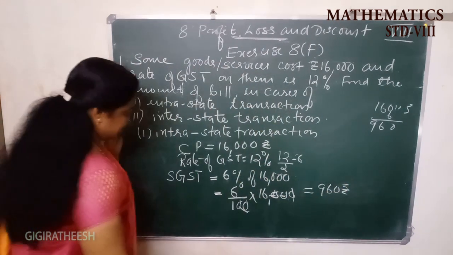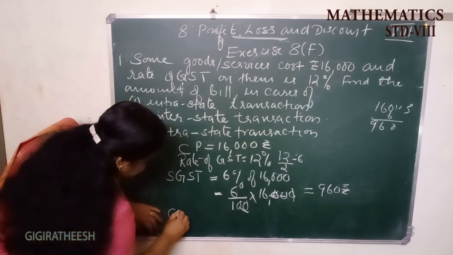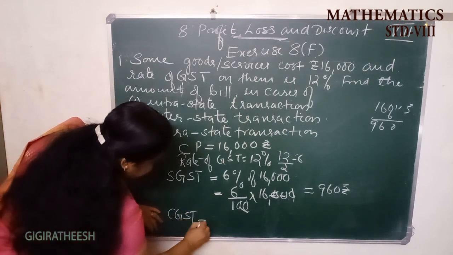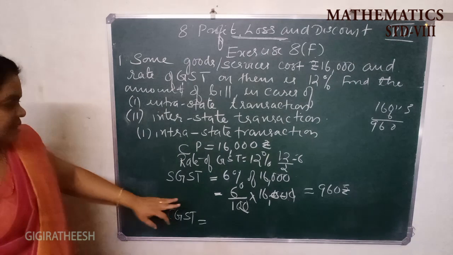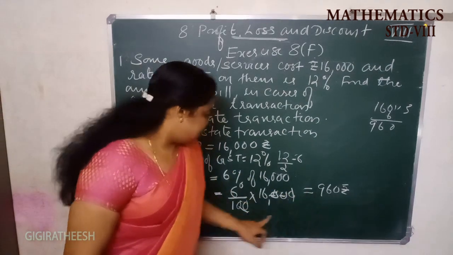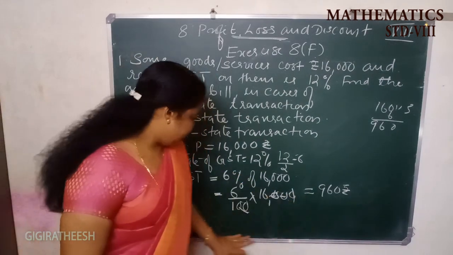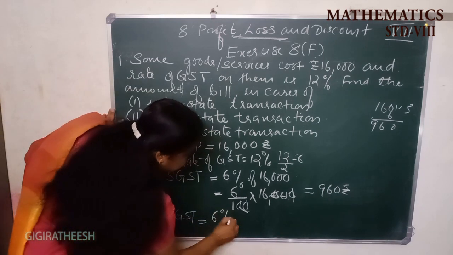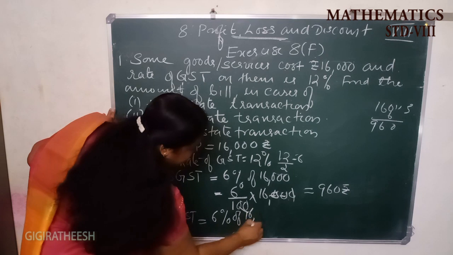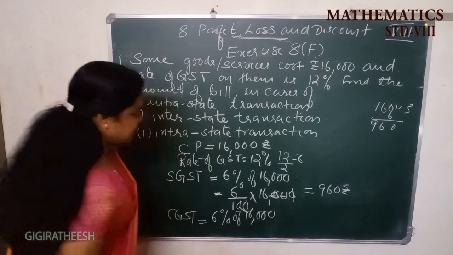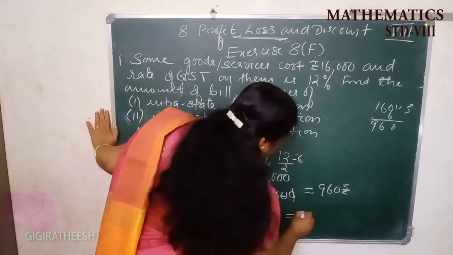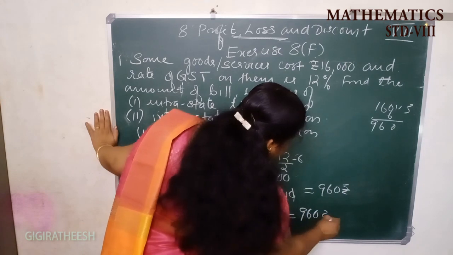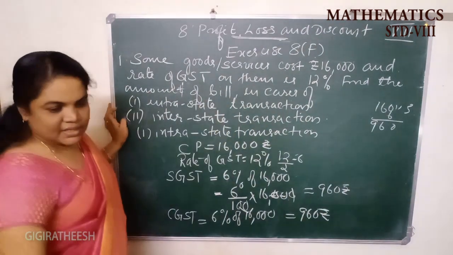And CGST is equal to what? The same rate, 6%. CGST is also 6% of 16,000, which is equal to 960 rupees.